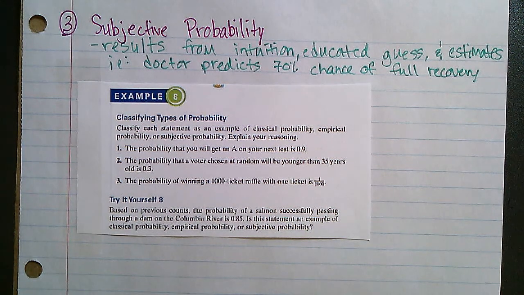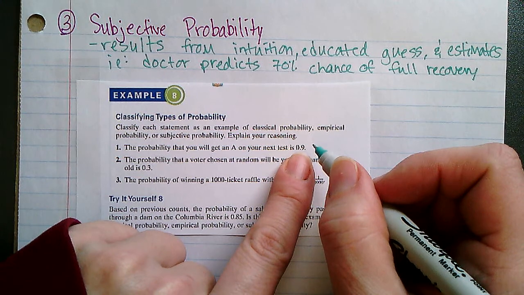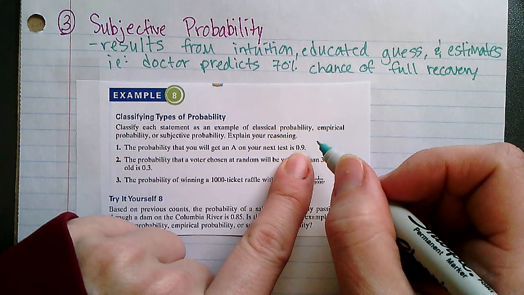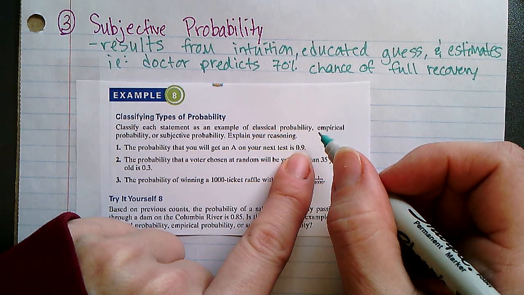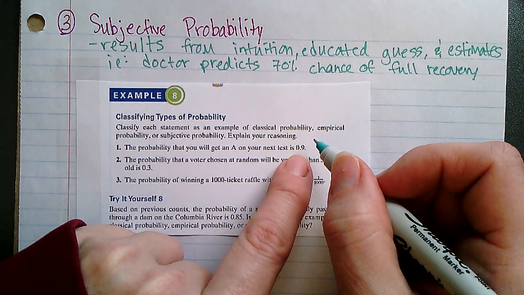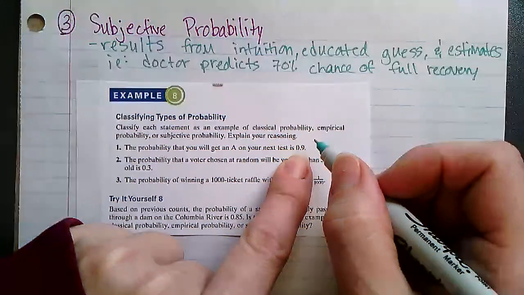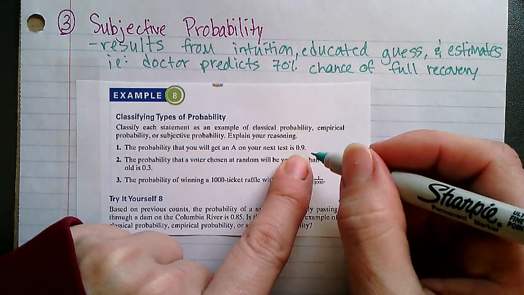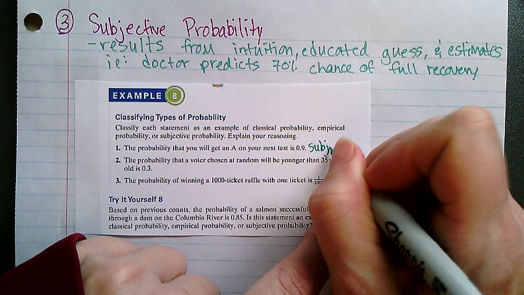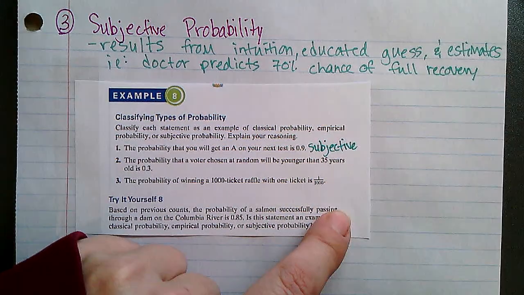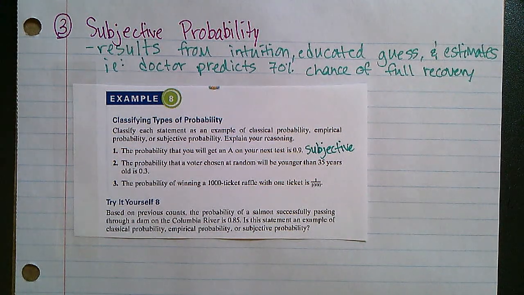So the probability of getting an A on your next test is 0.9. That's not theoretical because there's 5 grades and that would be like 1 in 5. It's not going to be empirical because it's not based on having taken that test 1,000 times. So this is going to be subjective. It is based on your past history and making an educated guess or estimate based on your experience.